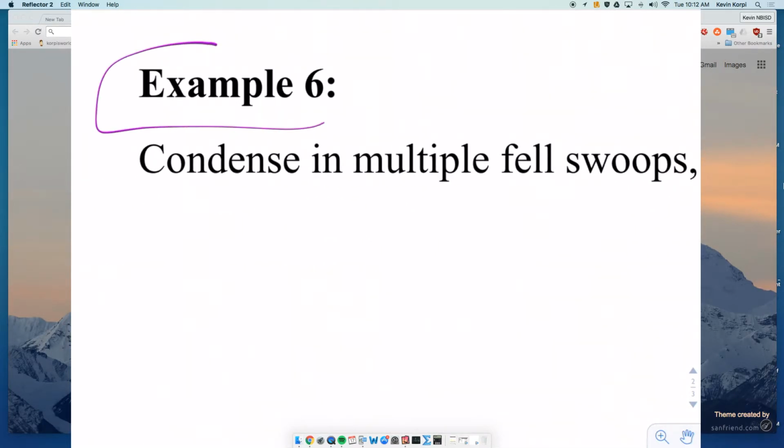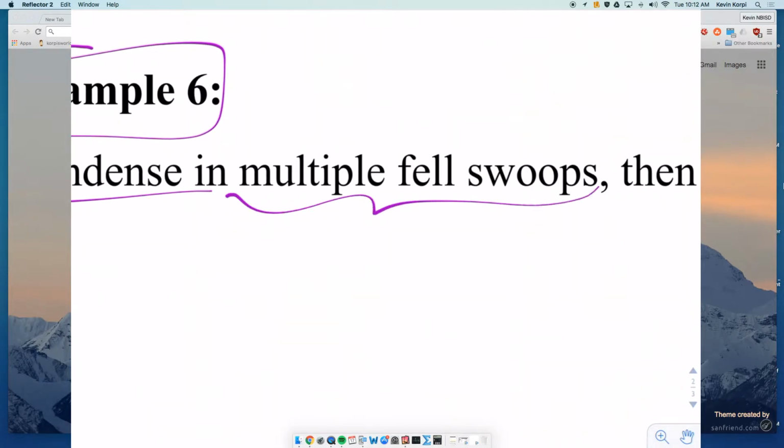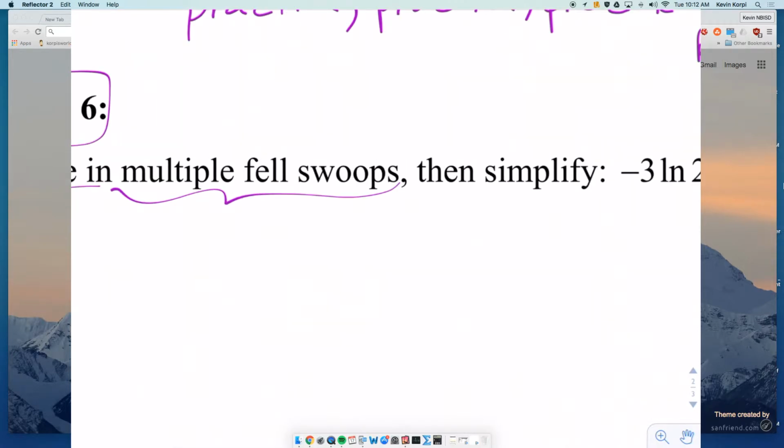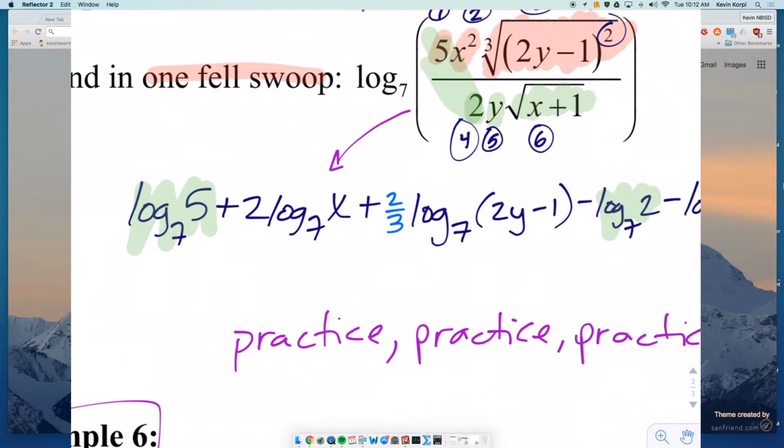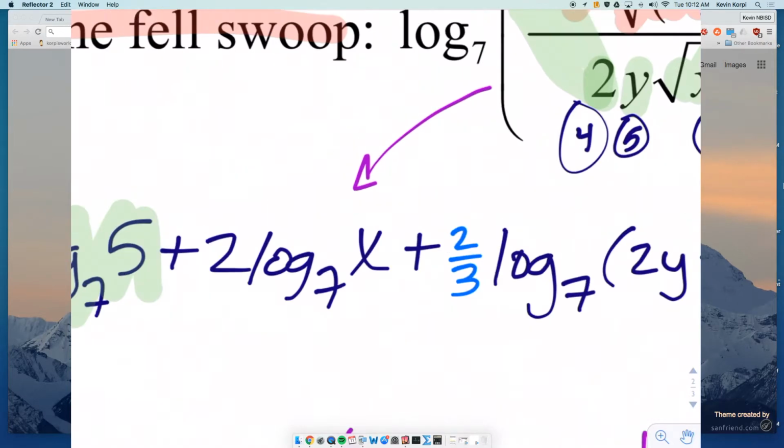Example 6, condense. Now notice the instructions say in multiple fell swoops. That means more than one step. Although it's pretty easy to expand in one step, it's not always easy to condense in one step. What was the last thing that we did up here when we were expanding in each factor? And you saw that animation in the second term. What was the last thing we did?